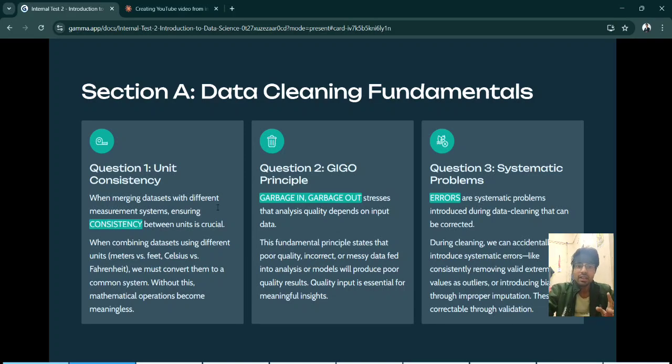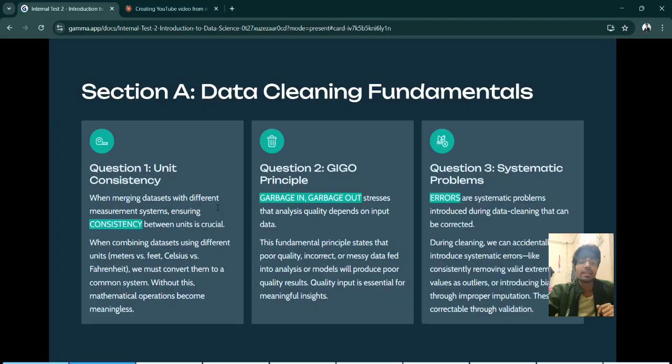So think about it. If one dataset measures height in meters and another in feet, you can't just combine them directly. You would be comparing apples to oranges. You must convert everything to a common unit system first. Same with temperature, Celsius and Fahrenheit need conversion. Without consistency, all your mathematical operations become meaningless.